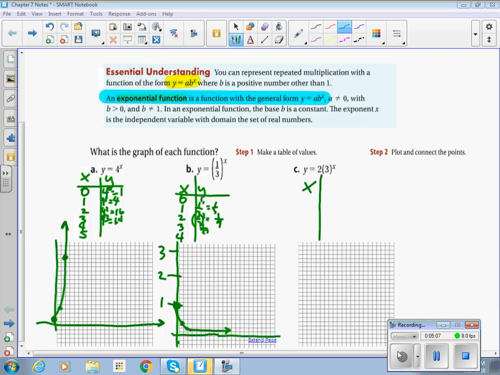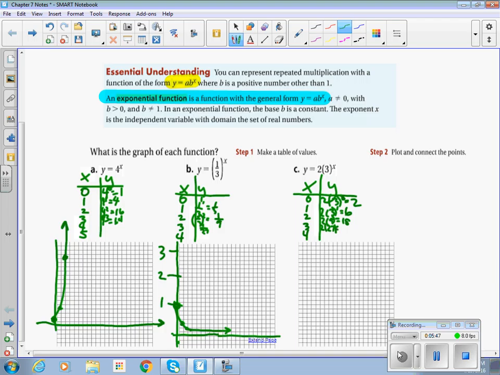Phew, last one. XY table. I grabbed it on our calculator. Do we have to do an XY table? No. Graph it on there. Yes. So 0, 1, 2, 3, and 4. 3 to the 0 is 1. 1 times 2 is 2. 3 to the 1 is 3 times 2 is 6. 3 squared is 9. 2 times 9 is 18. 3 to the third is 27.